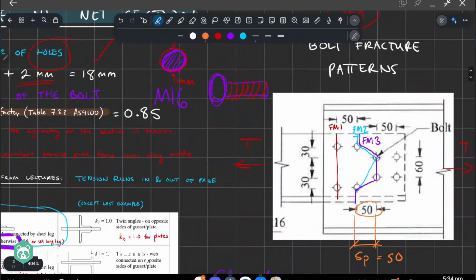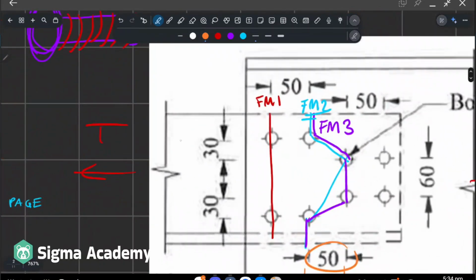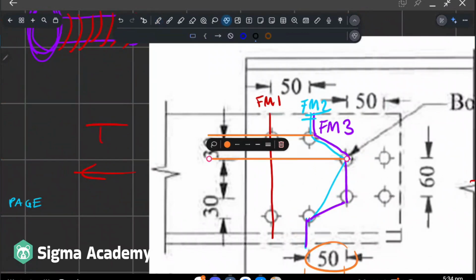Okay, now we have two different diagonals. Let's call them, I'm gonna line it up like this, that one and that one.